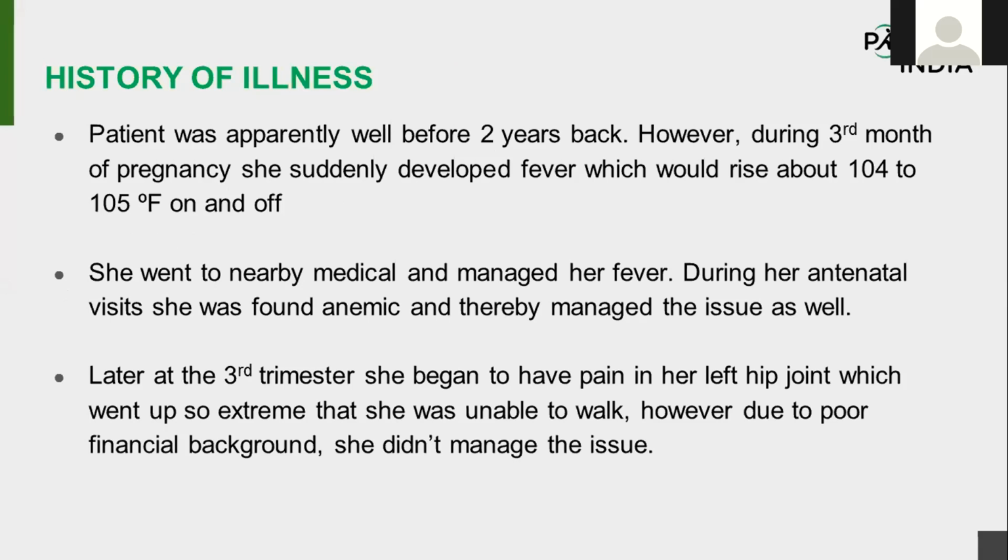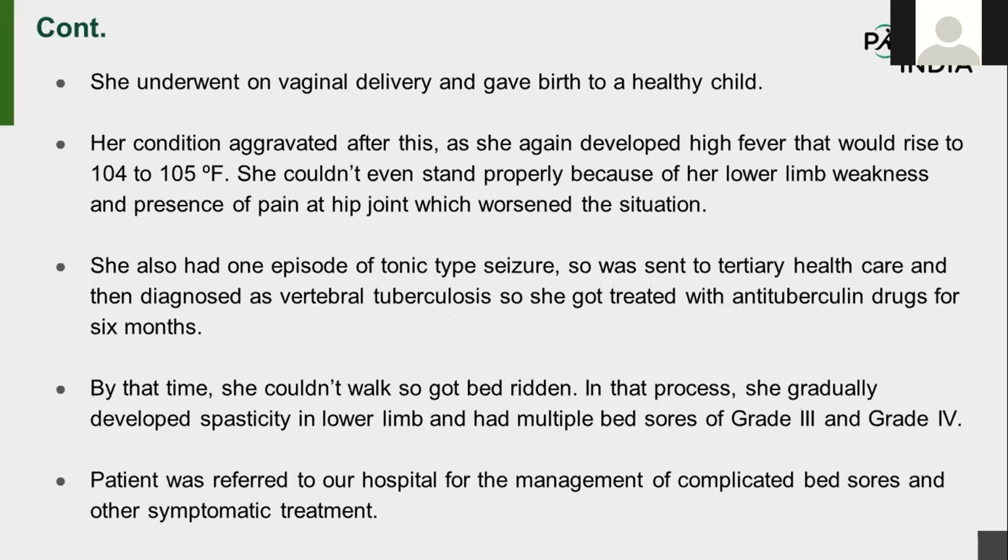So, history of illness. Patient was apparently well until 2 years back. However, during the third month of pregnancy, she suddenly developed fever, which would rise to about 104 to 105 degrees Fahrenheit on and off. She went to a nearby medical and managed her fever. During her antenatal visit, she was also found to be anemic and that was managed as well. Later in the third trimester, she began to have pain in her left hip joint, which went to such extremes that she was unable to walk. However, due to poor financial background, she didn't manage the issue. So she underwent vaginal delivery and gave birth to a healthy child.